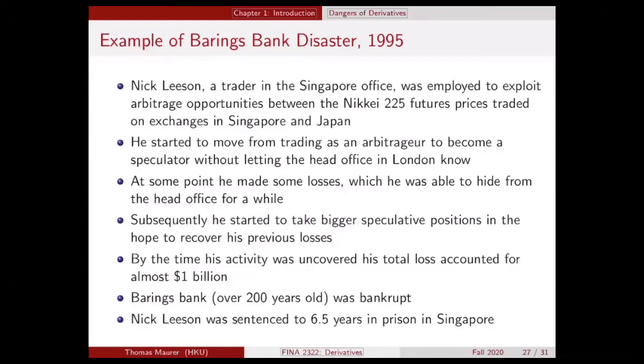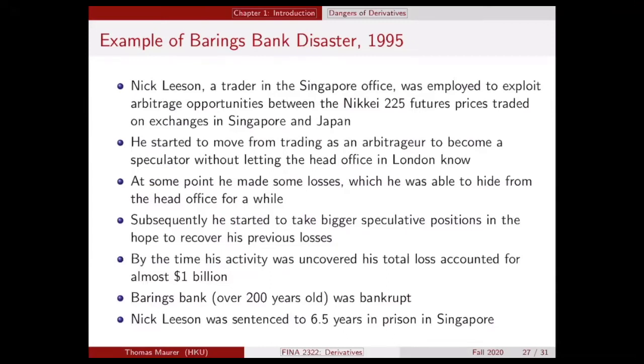In particular, he took some long positions and was hoping that the Nikkei 225 increases a lot so that he can earn that money back and cover up his losses. And then, you know, the headquarters would never find out and probably also would never care because, well, the money would be back in the accounts and everyone would be happy.